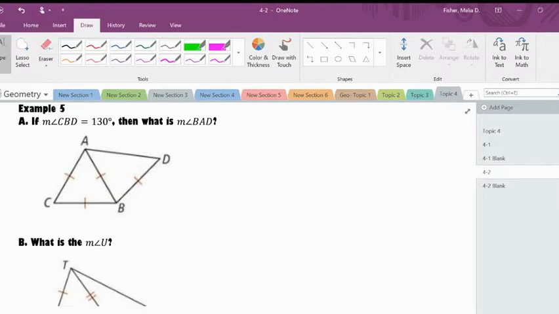Example 5 says that the measure of CBD, this whole thing right there, is 130. Then what is the measure of angle BAD? BAD is this one right here. That's what we're looking for.